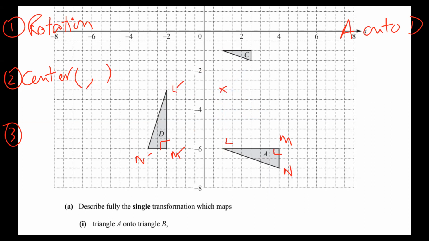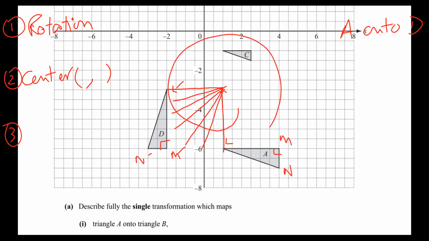How much is L away from A onto D? L is 1, 2, 3, 4, 5, 6 boxes below. Six boxes below, and check: 1, 2, 3, 4, 5, 6. It means if I rotate clockwise, this is called clockwise, so if I rotate clockwise 90 degrees, I think it is matching. But let's see, not confirmed. Up till now, it matches.